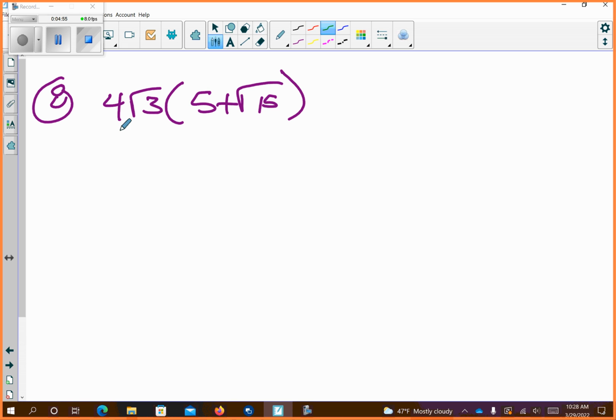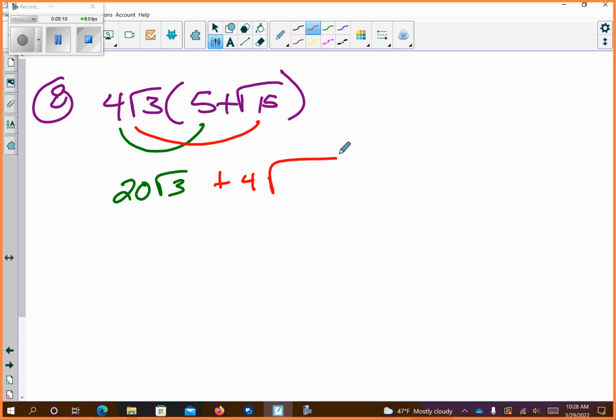Okay. So if I multiply these together, that's going to give me 20 square root 3. 4 times 5 is 20. Square root 3 comes along for the ride. On the second part of this, I'm going to get plus 4 square root 3 times 15, so 3 times 15 is 45. Is that okay?